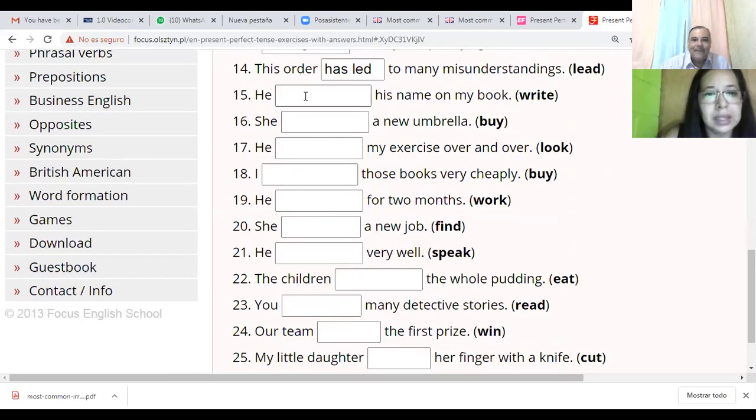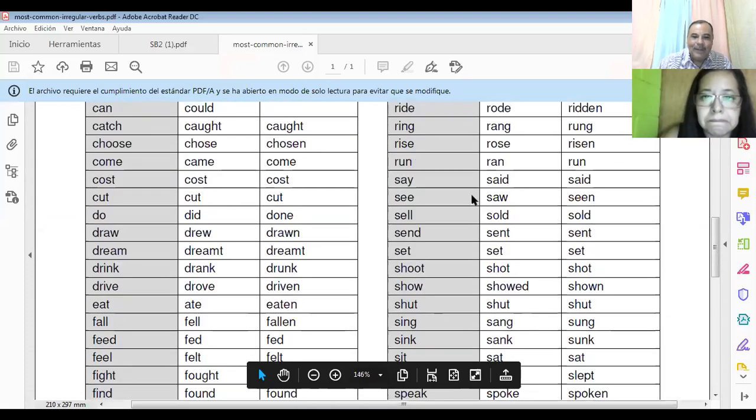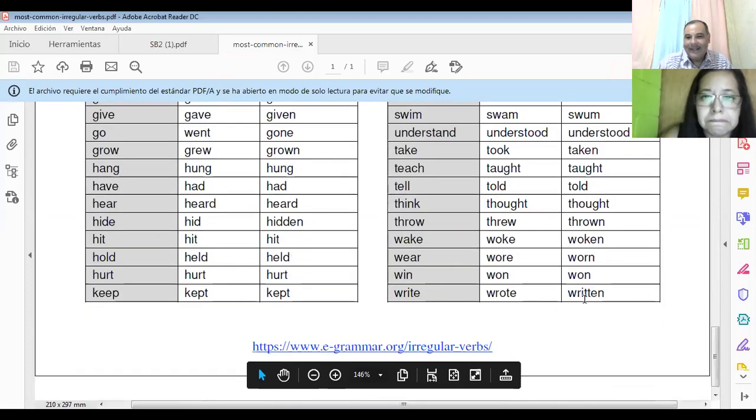Number 15. Road is the simple past. What is the past participle? Let's see. We are going to check right here. Let me see. Present. Where is it? Right here. Okay. So, what is the past participle of write? She has written. That is the past participle. She has written.